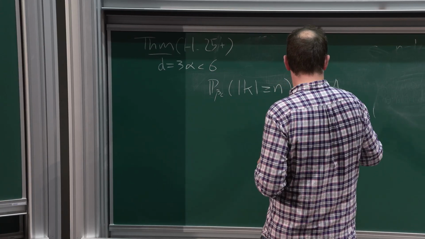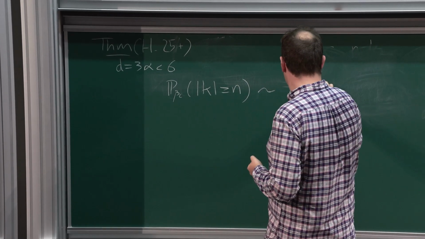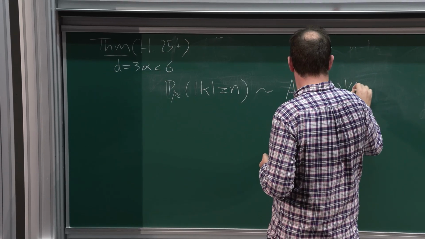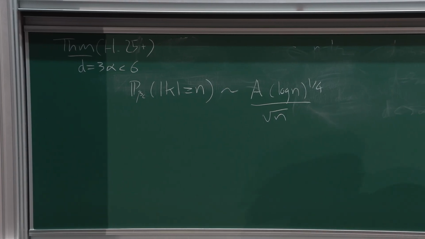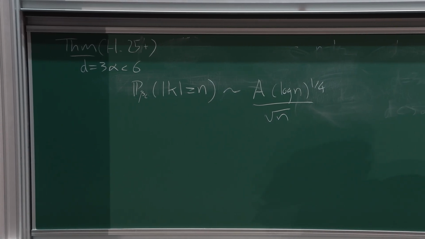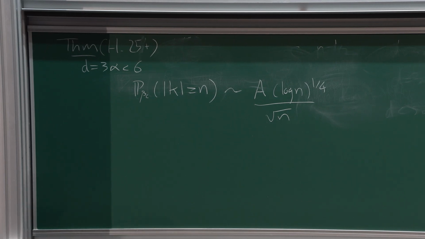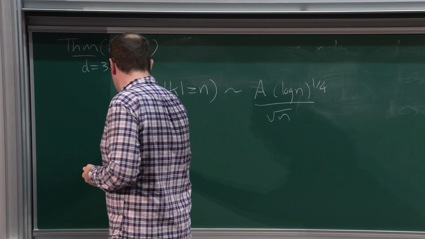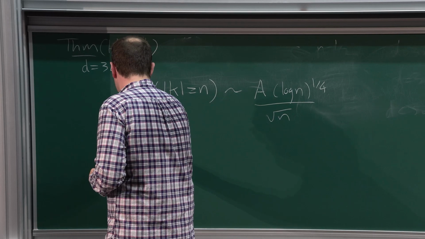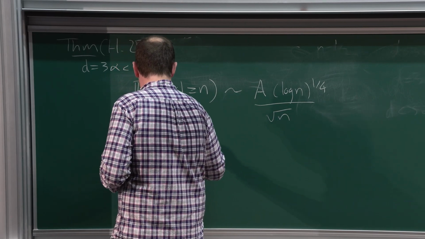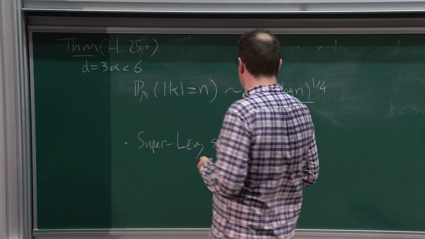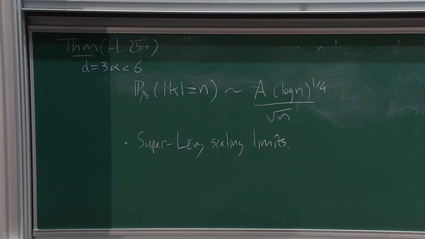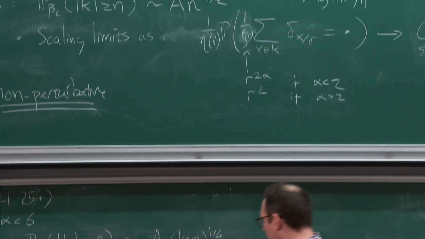So the first is that, again, there exists some positive constant A such that the volume tail is given exactly like in the hierarchical case. It's larger than the mean field scaling by a log to the 1/4. And the other thing is that you get the same super Lévy scaling limits, where, again, these scaling functions have log factors.